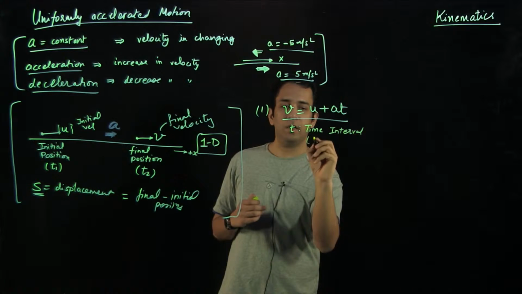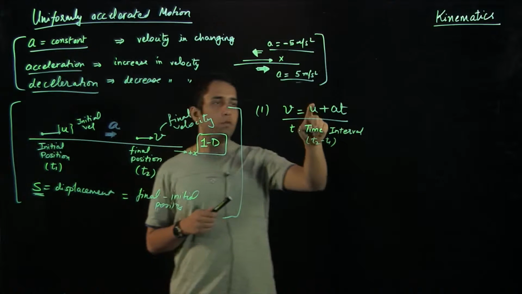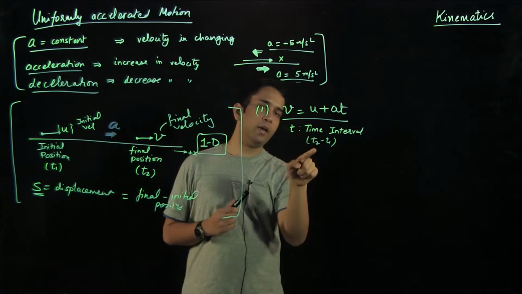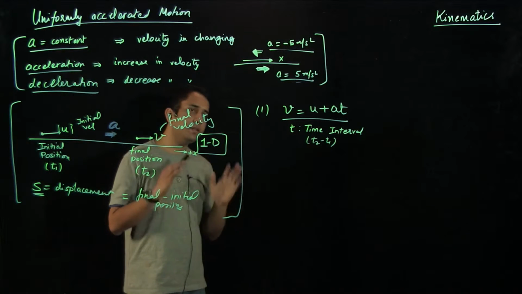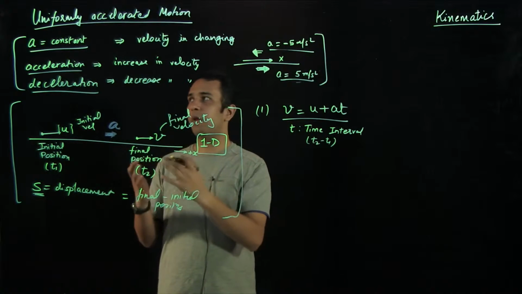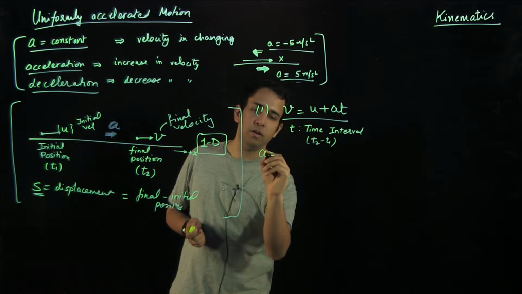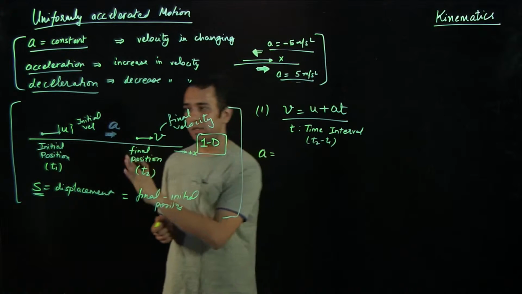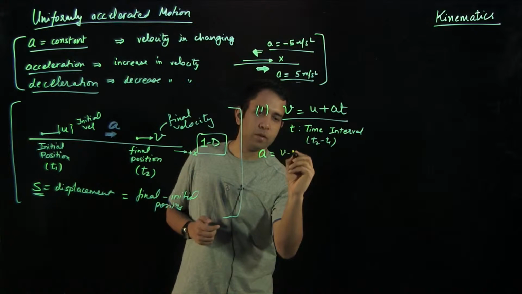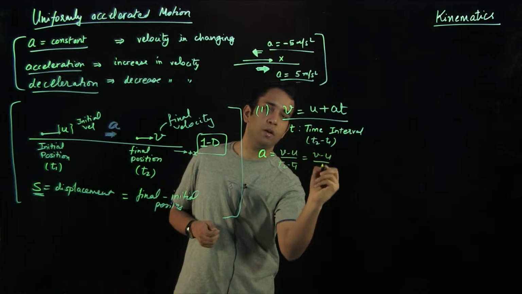And in this case, it would be t2 minus t1. And the velocity u would be the velocity at t1, v will be the velocity at t2. And you can see that this is an equation which is coming from the formula for the acceleration itself, because we know that the acceleration, or the average acceleration, because acceleration is constant, is change in the velocity upon the time interval. So v minus u upon t2 minus t1 is v minus u upon t.